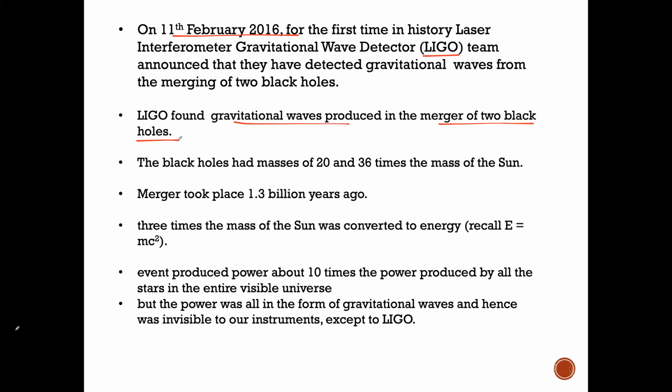Now, according to their calculations, the black holes had masses of 20 and 36 times solar masses, and this merger actually took place 1.3 billion years ago. Even though the waves reached us only about 5 years ago, it happened billions of years ago, right? So light takes time to reach us. And if you think about the energy conversion through this process, 3 times the mass of the sun was converted to energy. So it's a huge energy. But the problem is nobody knows how to use these gravitational waves or store that kind of energy, right?